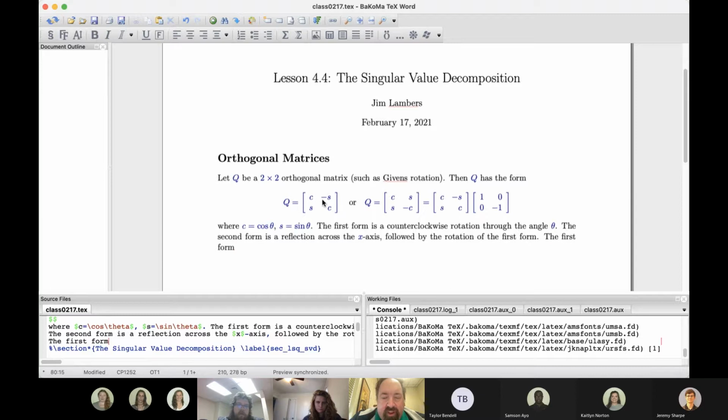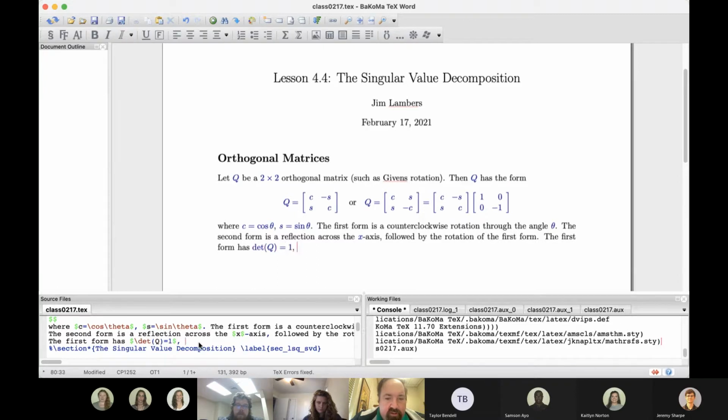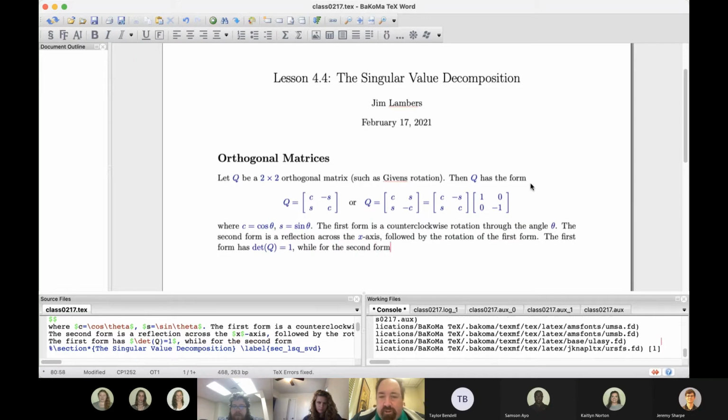It's also worth mentioning that for the first form, if I take the determinant of this matrix, I get c squared plus s squared, which is equal to 1. But for the second form, the determinant of this matrix is minus 1, and this is determinant 1.